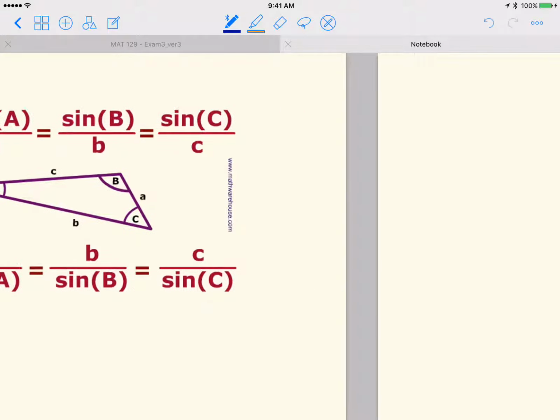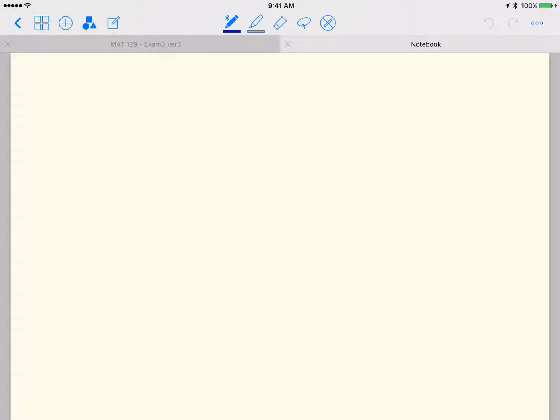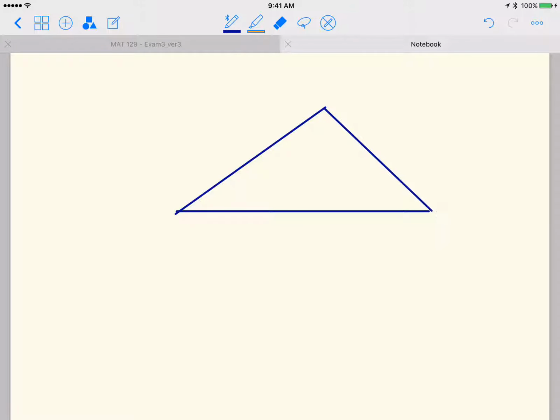Now let's see why this actually works real quick using an example. So if I were to draw a triangle, there it is. And let's label this angle A, let's label this angle B. Therefore, the sides opposite would be little a, little b.